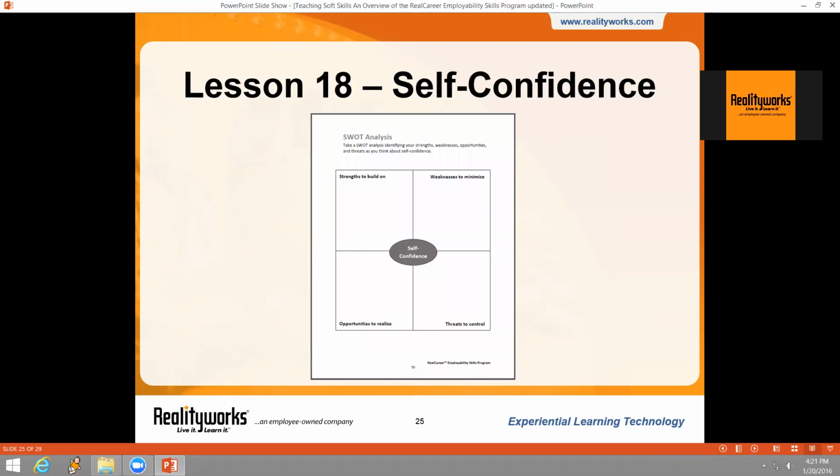Self-confidence is an important trait to have in every area of our lives, including in the workplace. People who lack self-confidence can find it difficult to become successful. Confident people draw others to them. This lesson will give students tools to use to build their self-esteem and self-confidence.